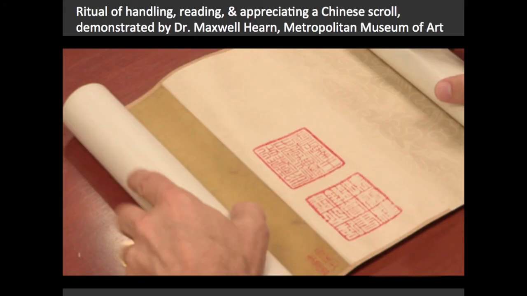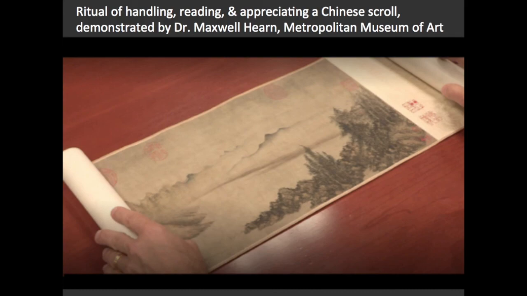The red stamp seals are each unique. One is usually from the artist. Others are usually from the various collectors, owners, and subsequent generations in China who have read and studied this scroll. As the scroll opens, the painting starts to emerge.